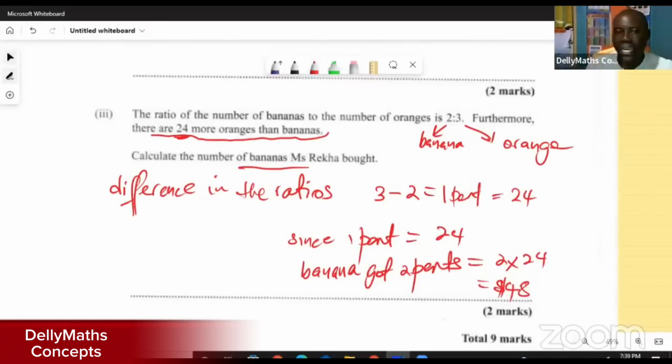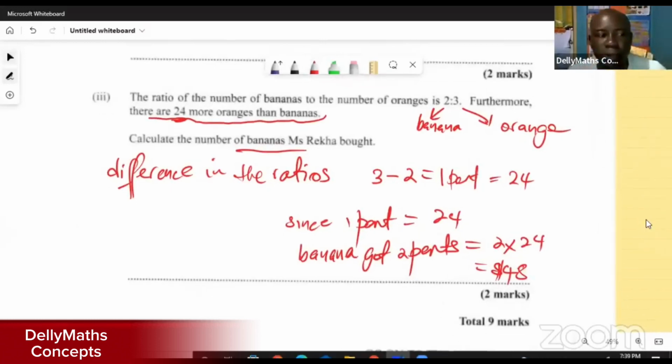So I don't have to apply any algebra to do that. I could just simply look at the difference in the ratios because they gave the relationship between the two ratios, telling us that one got more than the other, which would have meant that it's the extra proportional parts that one got over the other. So we compare those and then from there, we can easily walk the way through.